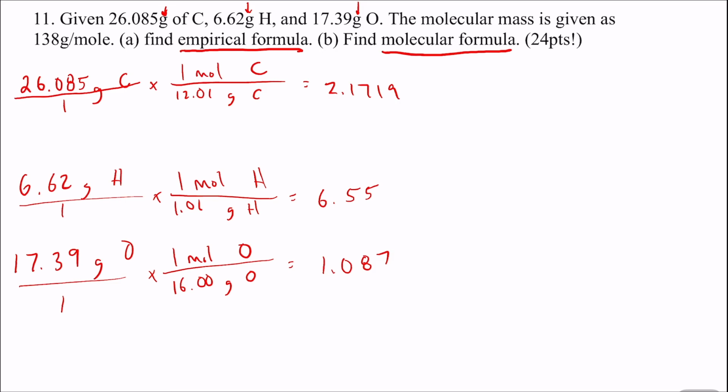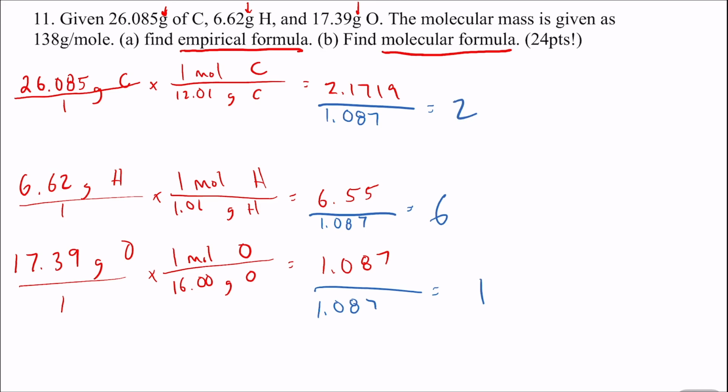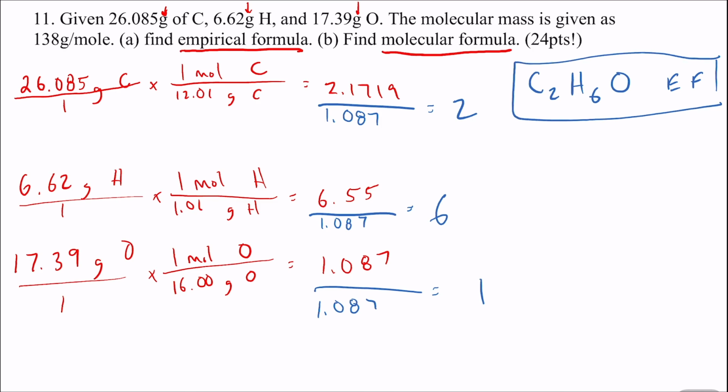Okay, so we converted them to moles. We get these numbers. Next thing we do is we divide by the smallest number. That'll give us 1 for the oxygen, about 6, looks like, for the hydrogen, and then carbon, it looks like about 2. So what this means is the empirical formula is C2H6O. All right, so that's the empirical formula, and that is A.